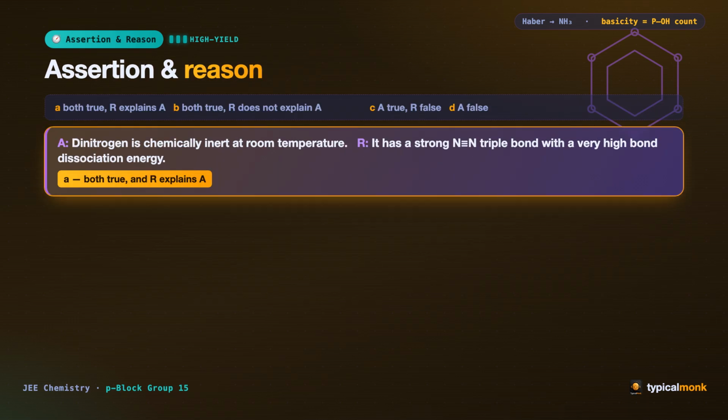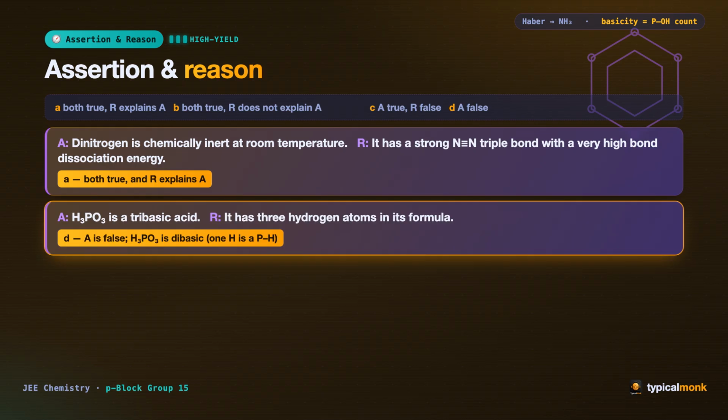Now an assertion and reason drill. For each pair, are both true, and does the reason explain the assertion? First pair. Assertion: dinitrogen is chemically inert at room temperature. Reason: it has a strong nitrogen triple bond with a very high bond dissociation energy. Both are true, and the reason directly explains the assertion. That strong bond is precisely why it is inert. The answer is A.